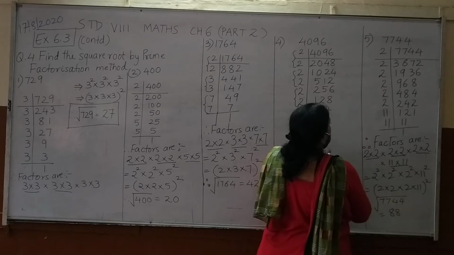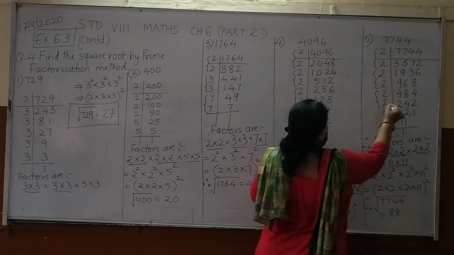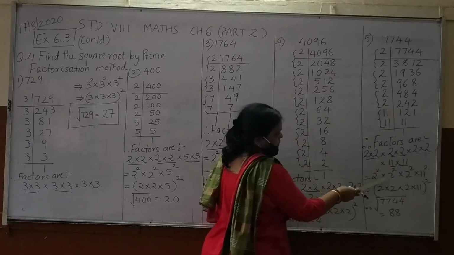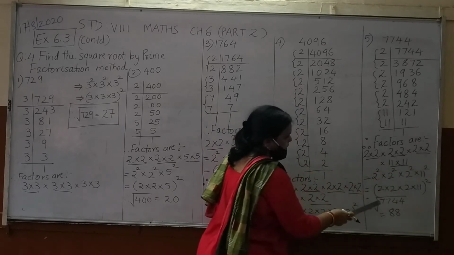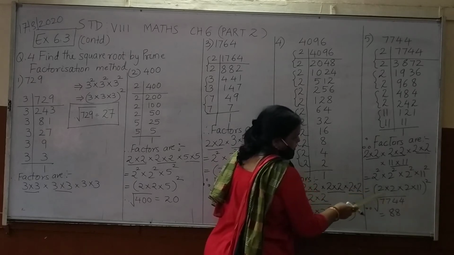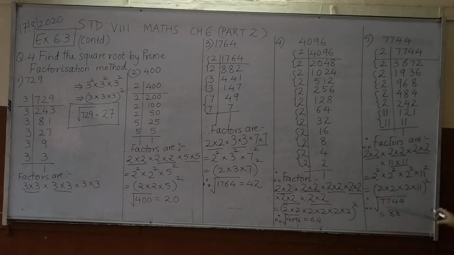Fifth one, 7744. Start with 2. This is your first pair, second, third, and fourth. And finally, we get 2 square into 2 square into 2 square into 11 square. So your answer is 2 into 2 into 2, 2 2s are 4, 4 2s are 8. 8 into 11 gives you 88. Square root of 7744 is 88.